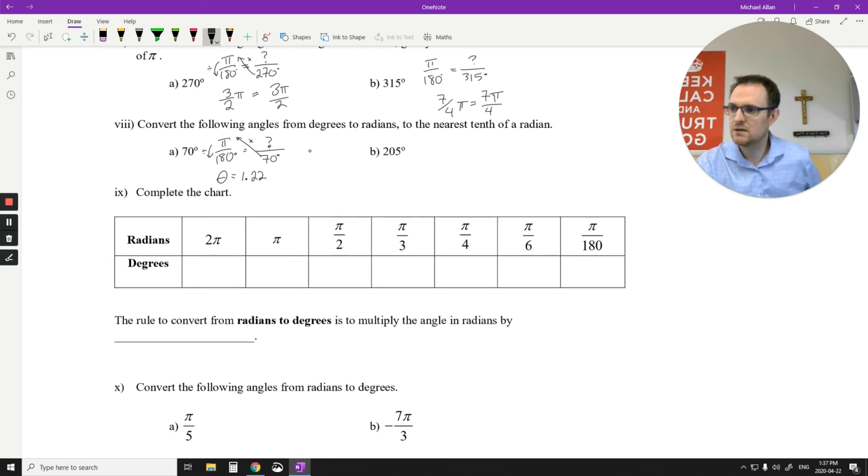Now you can just leave it 1.22, because mathematicians say if this is an angle and I don't put the degrees there, I assume it to be radians. But just to be safe, just to be sure, you can put rads here, you can put radians as well, one of those two things. You just don't have to put anything if you don't want to.